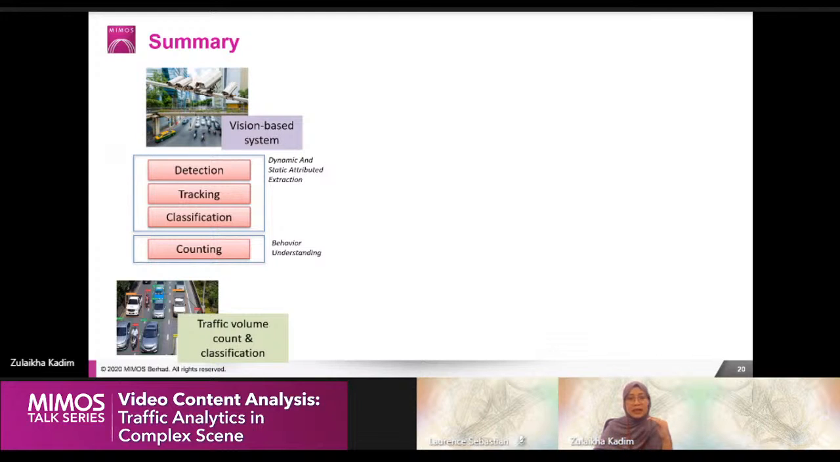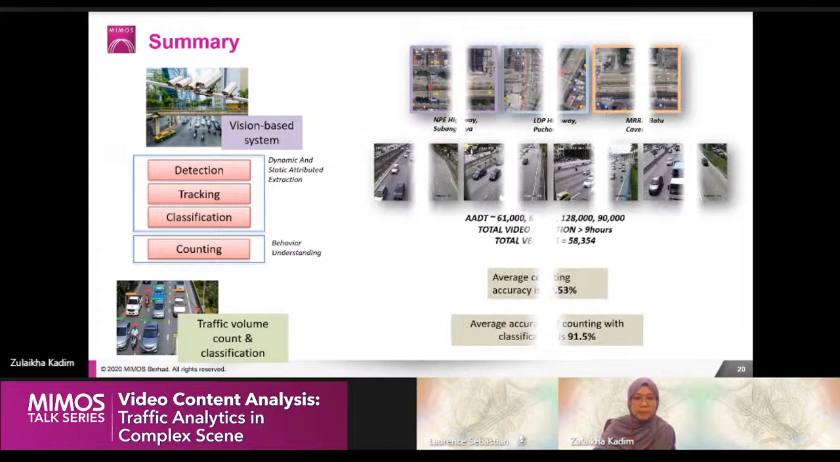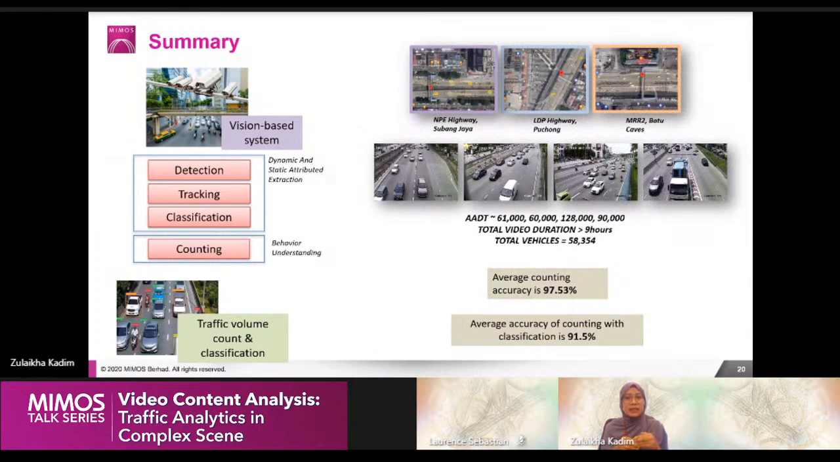So using this layered architecture, we can construct our system. And this system has been tested in our use case, with cameras at the NPE highway, LDP highway, and MR2, with 4 different camera views and different average vehicles per day. Total duration is more than 9 hours. Total vehicles is 50,354. We can see that the average counting accuracy achieved is 97.53%. The average accuracy of counting with classification achieved is 91.5%.